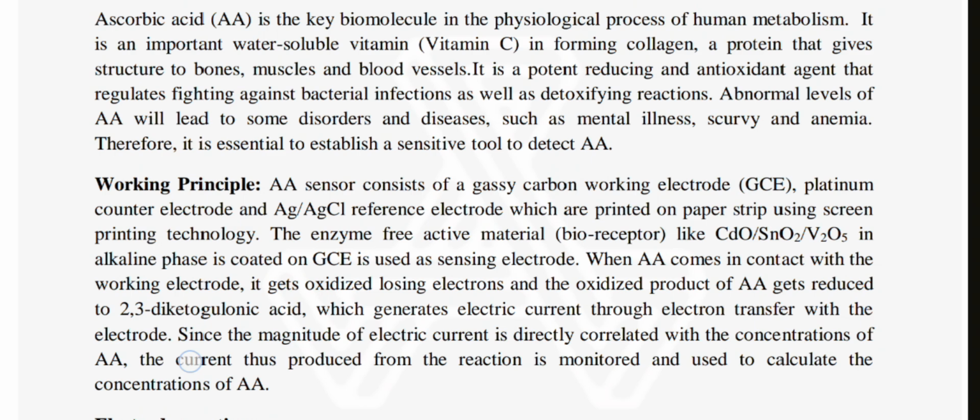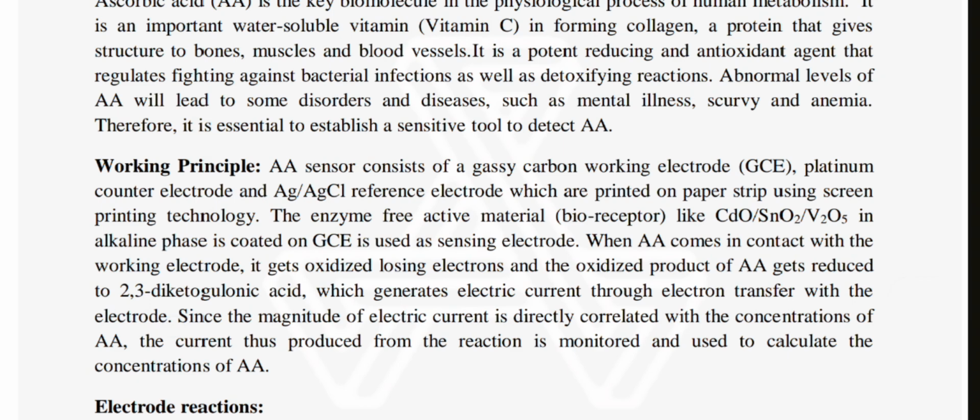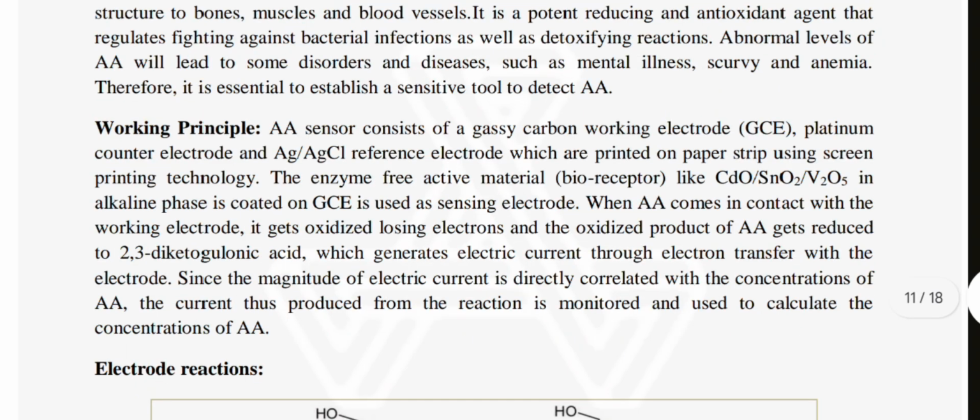When ascorbic acid comes in contact with the working electrode, it gets oxidized, losing electrons, and the oxidized products of ascorbic acid get reduced to 2,3-diketogluconic acid, which generates electric current through electron transfer with the electrode. Since the magnitude of the electric current is directly correlated with the concentration of AA, the current produced from the reaction is monitored and used to calculate the concentration of AA.